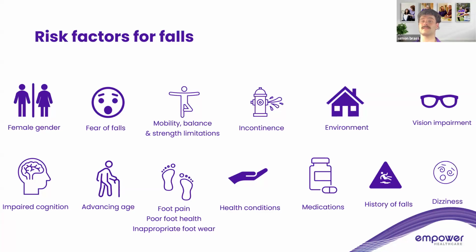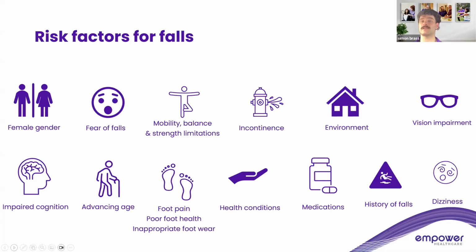Environmental hazards, such as a lack of appropriate lighting or clutter. Vision impairments, that's a risk as it may impact your ability to see, and therefore you might not be able to avoid those potential trip hazards. Impaired cognition, such as dementia, where the individual may have impaired judgment, such as not using your walking frame to go to the bathroom or not turning the light on when you needed to go at night. Advancing age is another big one. So the older that you get, the more likely that we are to fall.